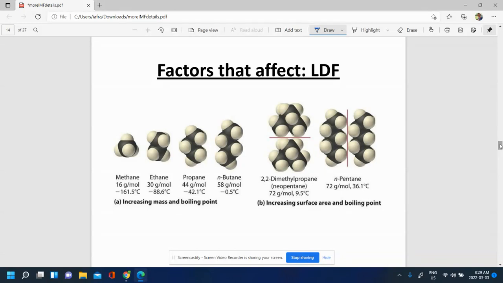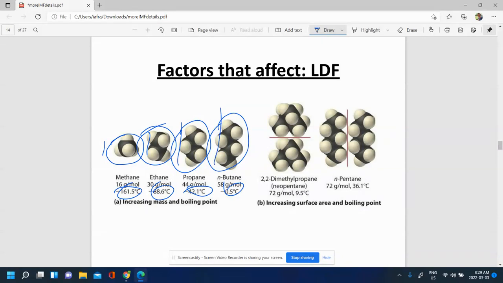But if you take a look over here, we have this CH4. Then we increase the number of carbons and hydrogens every time. Notice the boiling point goes up. Right now, the shape for all of these is essentially linear. Notice the one that has a higher boiling point is this one over here, and that's because we're increasing the number of atoms as you get to butane. And so you have more LDF.